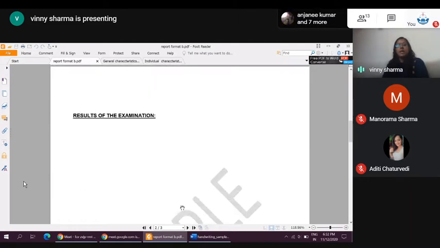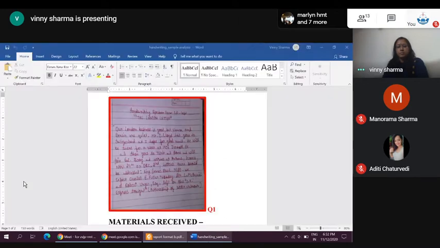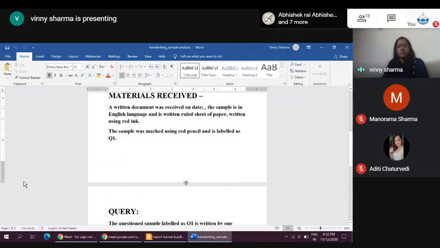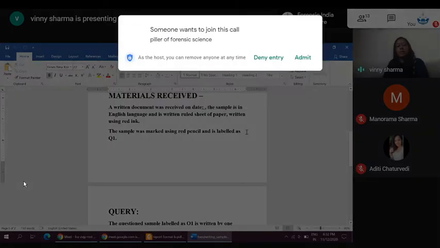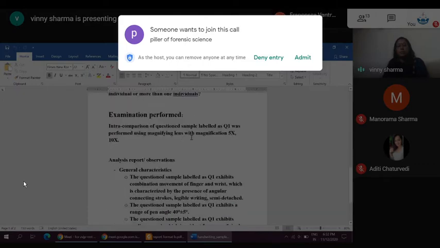Okay, then comes the result of your examination. In simple language, you can understand that these are your observations. This is an example that I have written. A written document was received in English language, ruled sheet, written in red ink, and the sample was marked using red pencil and then labeled as Q1. Same for the query. Okay, so what examination was performed? You can see that intra comparison was done, with the 5x and 10x magnification.